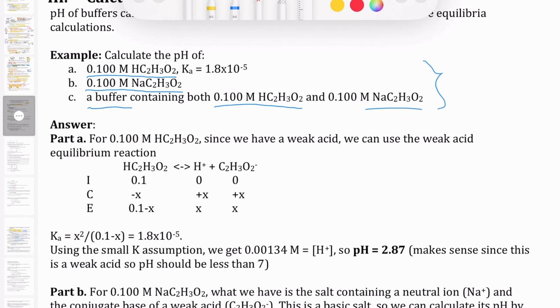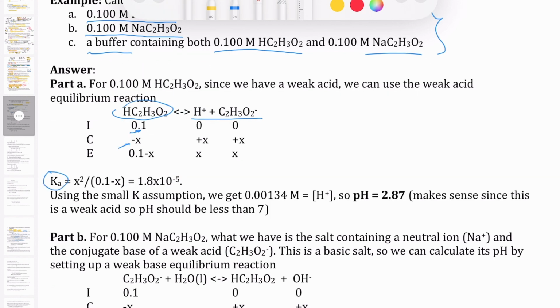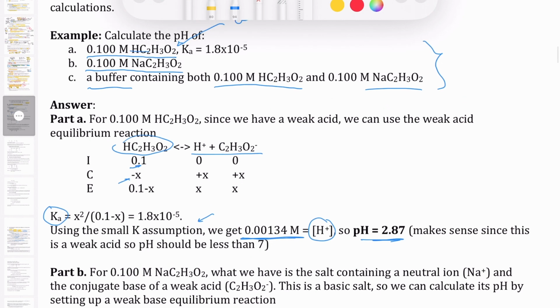In fact, if I ask you about part A, all that is just a weak acid pH calculation, which hopefully you're pretty comfortable doing at this point. Our weak acid will dissociate into these two species. We use our 0.1 concentration minus x, and set it equal to Ka. So at the end, we should get this as the value of x once we make our small x assumption. And that happens to be our H plus. So pH is just the negative log of that number, and it's going to be 2.87. And this number should make sense to you, because all we're dealing with in this solution in part A is just a weak acid. Okay, so a weak acid should have a pH less than 7.